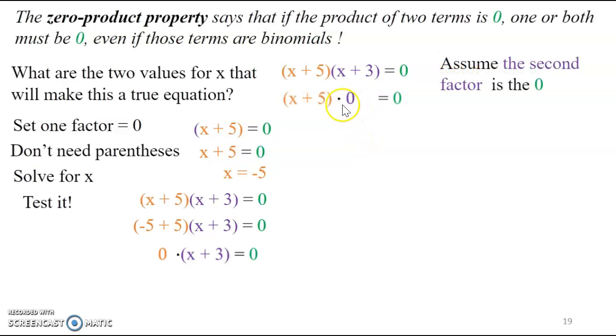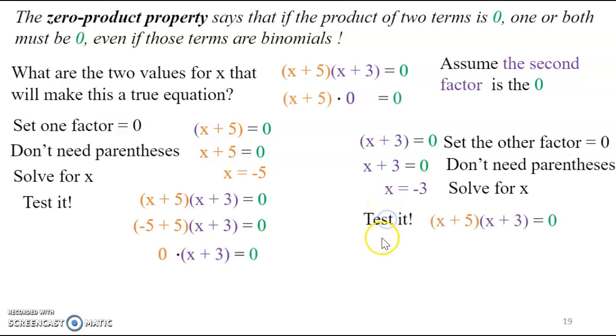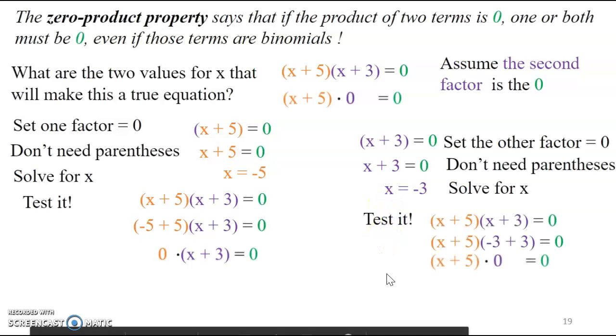Now let's consider the other option. What if x plus 3 was 0? Because that's also possible. x plus 3 is equal to 0. We set the other factor to be 0, and that means get rid of the parentheses since we don't need them, and subtract 3 from both sides. You get x is equal to negative 3. And again, you can check by substituting it back, and it comes out to be true.